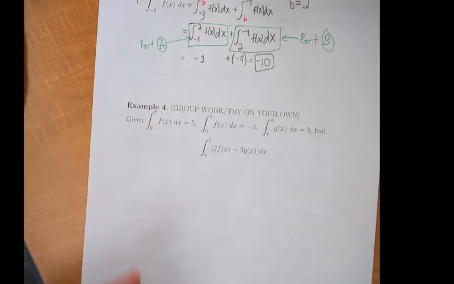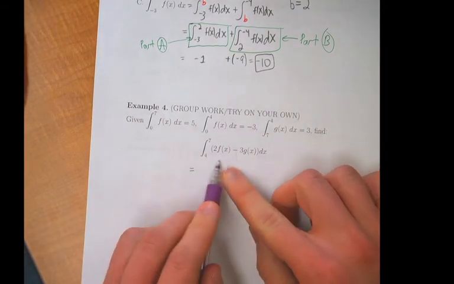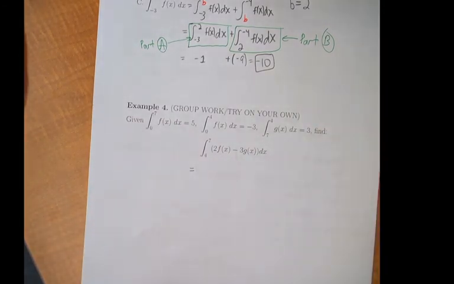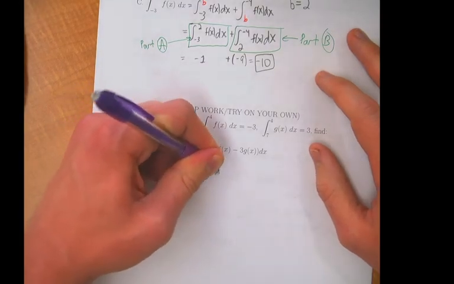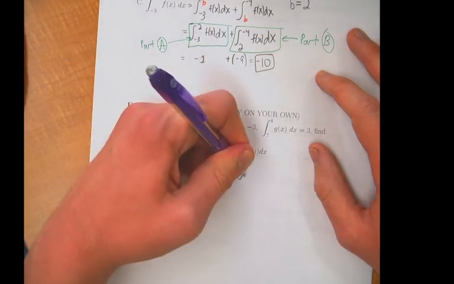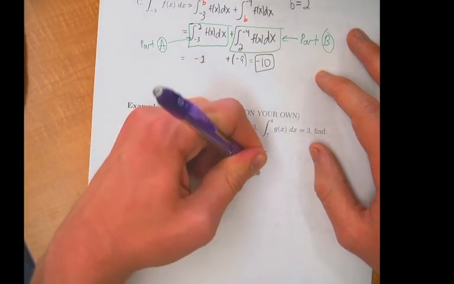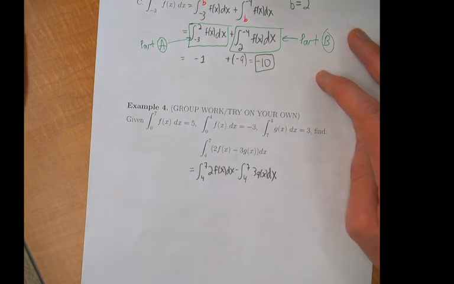So first off, what we notice here is that we can rewrite this in a slightly different way. This is the integral from 4 to 7 of 2 times f of x dx minus the integral from 4 to 7 of 3 times g of x dx. Did anyone else have a value? I got 13. I got 23. I got 25. That seems to be closer to what I got.